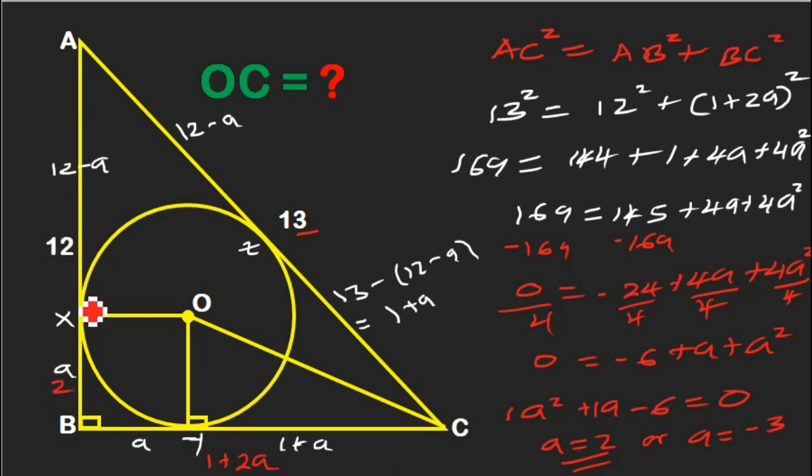Then here is 12 minus 2, which is going to be 10. Here 12 minus 2 is as well 10. Then here 1 plus 2 is going to be 3. Here we have a as 2, and here we have 1 plus a, 1 plus 2 is 3. Then if from x to B is 2, then from O to Y is also 2.